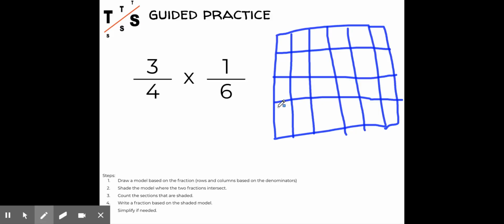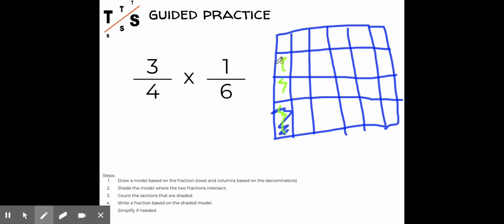Now I'll shade in 1/6 first right here. So I have 1 out of 1, 2, 3, 4, 5, 6. I'm going to choose a different color to shade in 3/4. So look here, I have 1, 2, 3, 4. So I'm going to shade in 1, 2, 3.